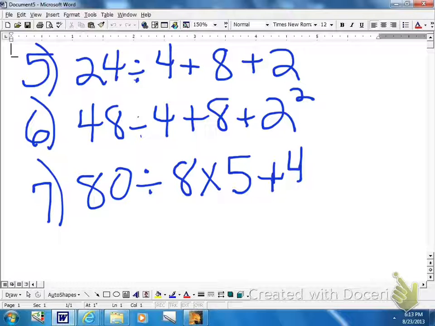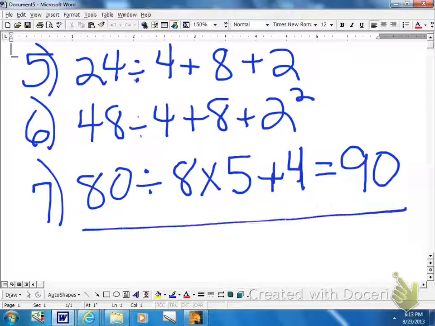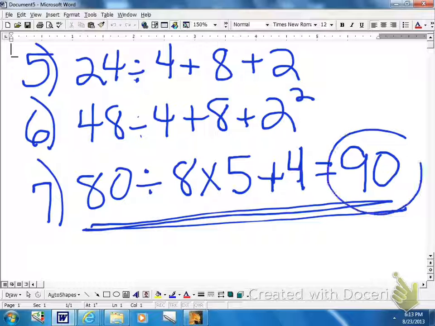Now, this problem is different because it says, hey, I'm going to tell you what this equals. It equals 90, and in order for this to equal 90, there needs to be some parentheses somewhere. Where do the parentheses need to be in this expression for the answer to be 90? So play with it. You might have to work it a couple different ways.